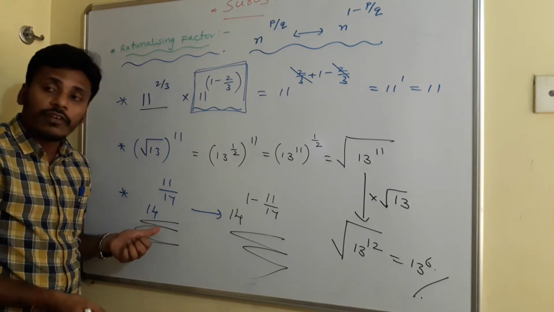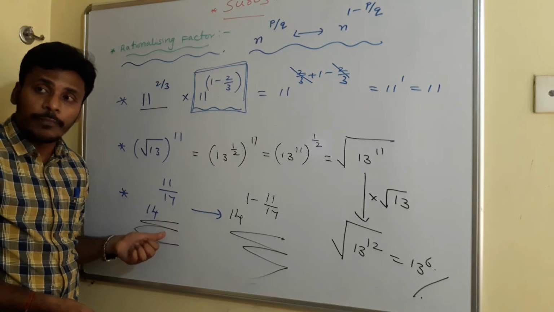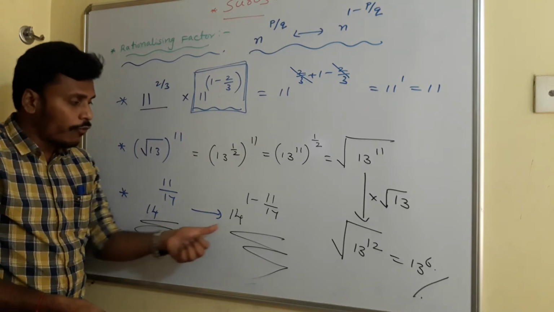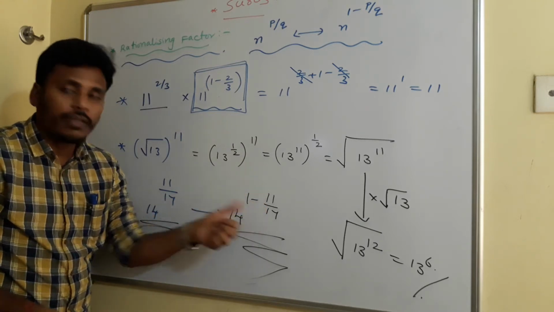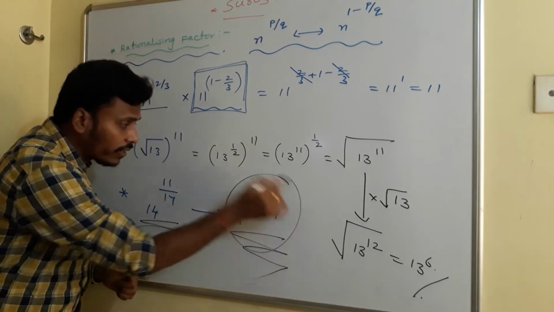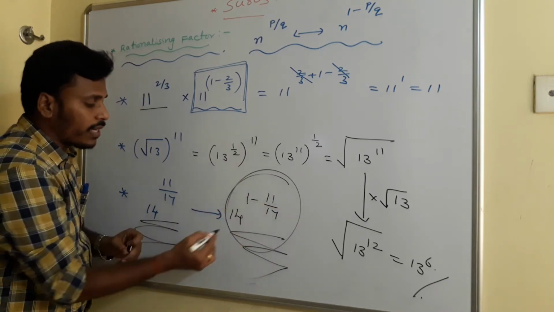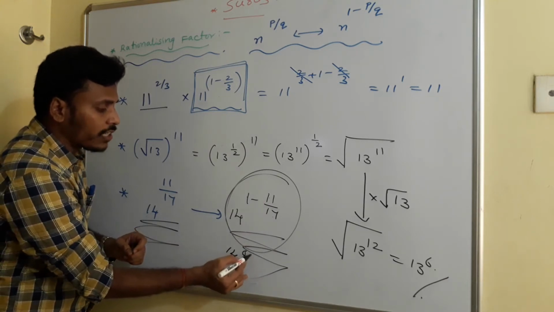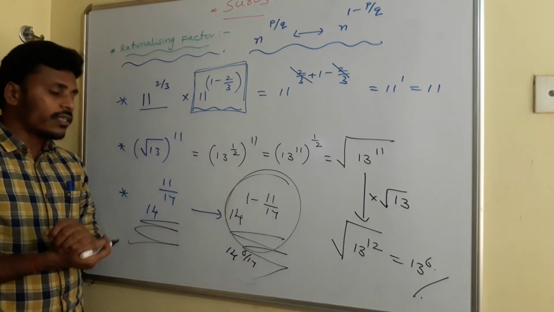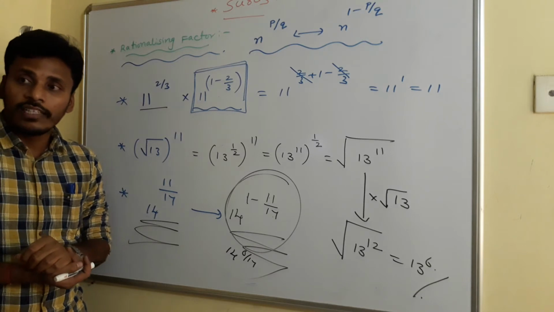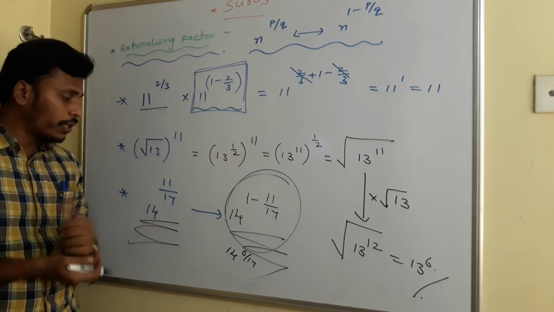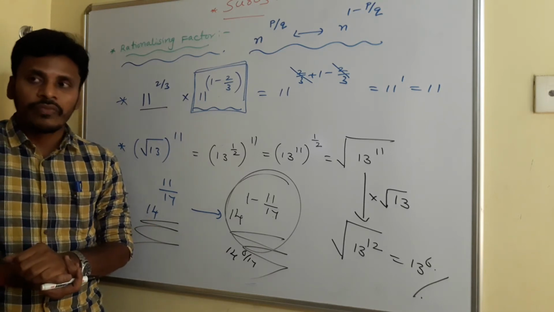That means surely for this 14 power 11 by 17, the rationalizing factor is 14 power 1 minus 11 by 17. And if you simplify this, 14 power 1 minus 11 by 17, it becomes 17 minus 11, which is 6, right? And that answer is 14 power 6 by 17. So the rationalizing factor for this given number is 14 power 6 by 17.